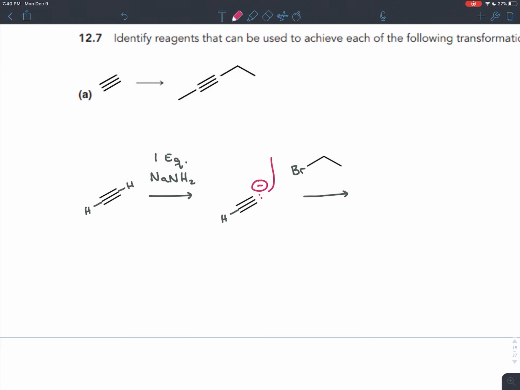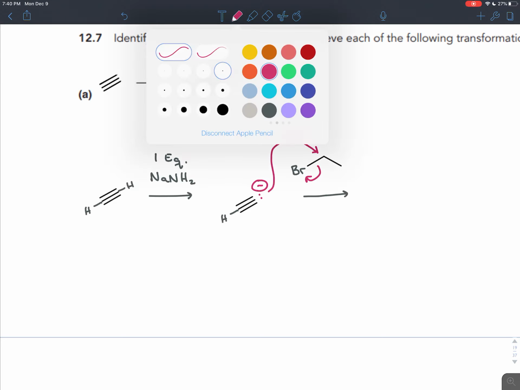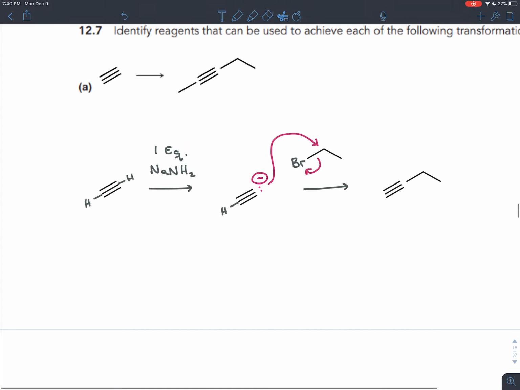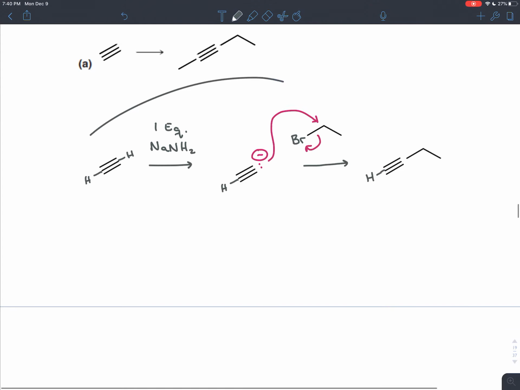And so this will do an SN2 reaction. It'll attack that carbon, kick the leaving group off, and we'll have that molecule there. So we'll have attached the terminal alkyne to the carbon that had the leaving group on it. Well, that's good. We have this part of the molecule. We just have to add one more carbon. So we have a hydrogen there right now. We can just do this process again to add more carbons.